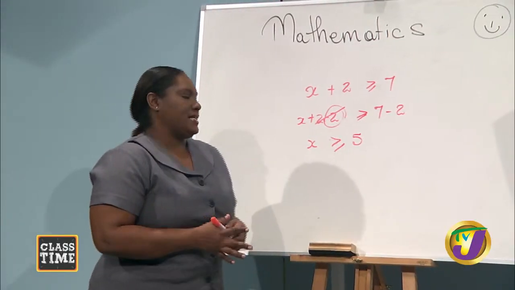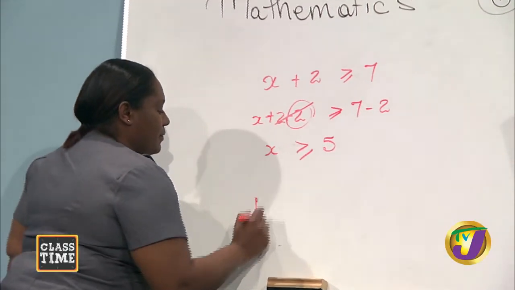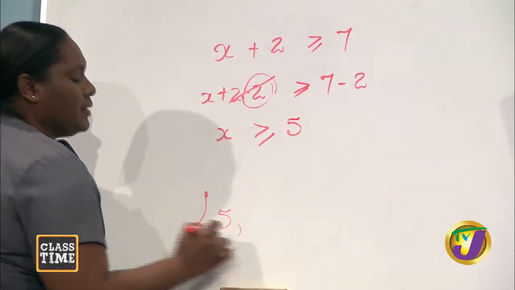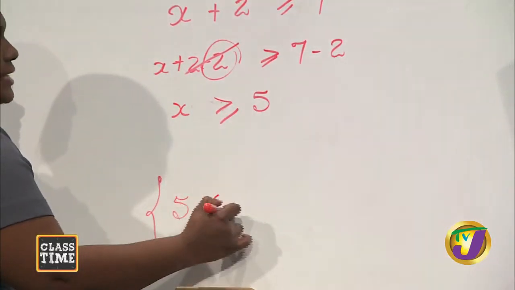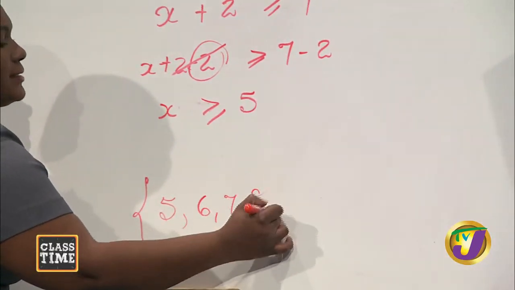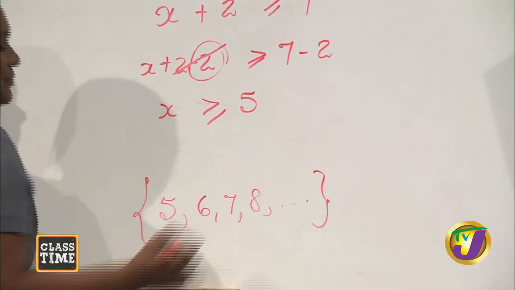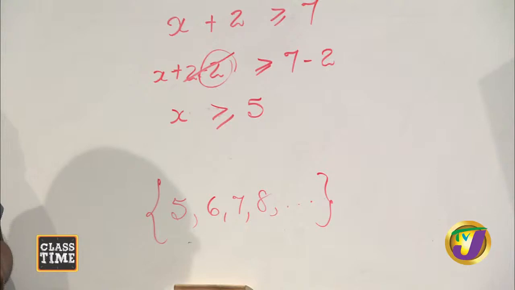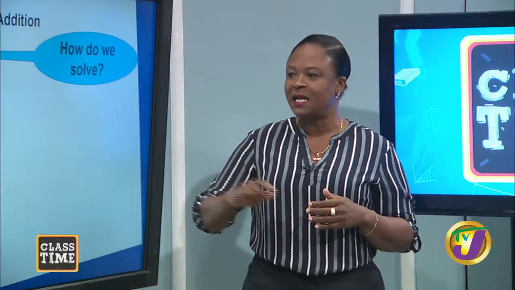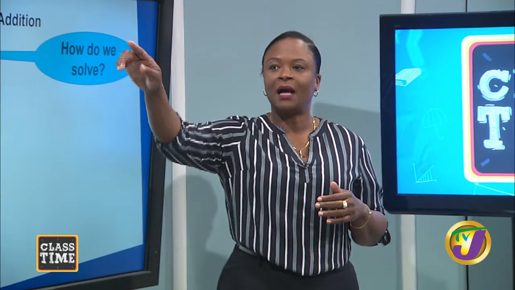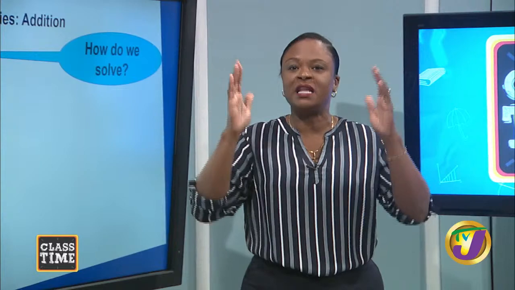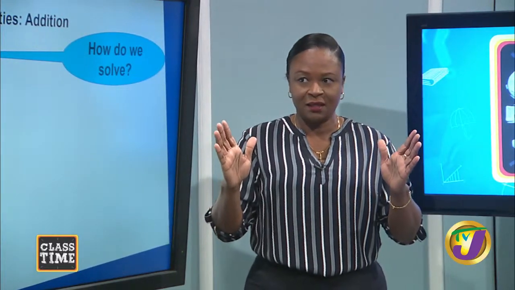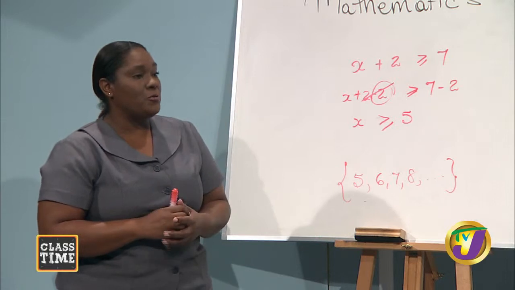So we could go ahead and list some of the elements of this set. Starting with 5, then 6, 7, 8, and ellipses, because of course the set is an infinite set. So what I'm understanding is any of these values, when plugged into that inequality, will make the inequality true.